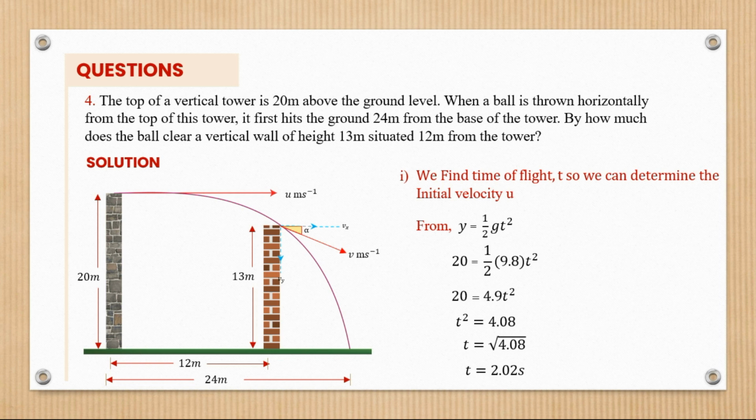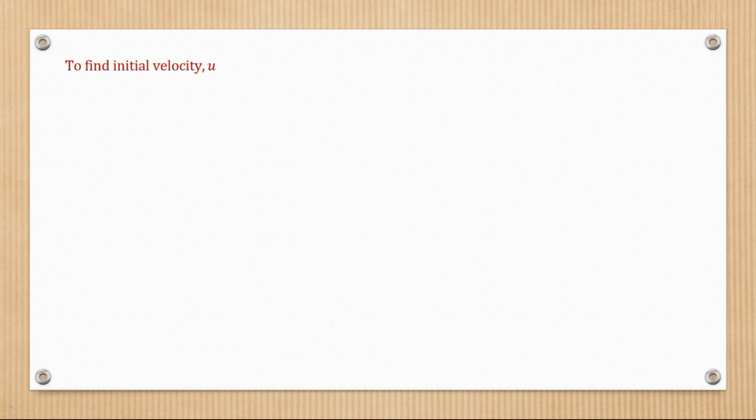Now we can use this in the formula of x to find the value of u, because we already know what x is. To find the initial velocity u, we know that x is equal to ut. So we have 24 equals 2.02 u. So u is equal to 11.88 meters per second, because that's the value you get from dividing 24 by 2.02.